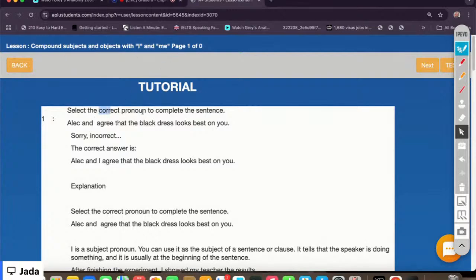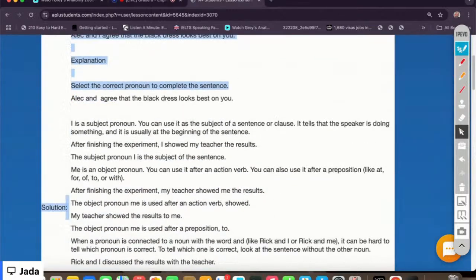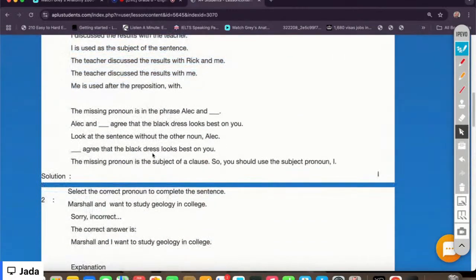So select the correct pronoun to complete the sentence. Alec and blank agree that the black dress looks best on you. So Alec and what? What is the right subject? So Alec and I agree that the black dress looks best on you.